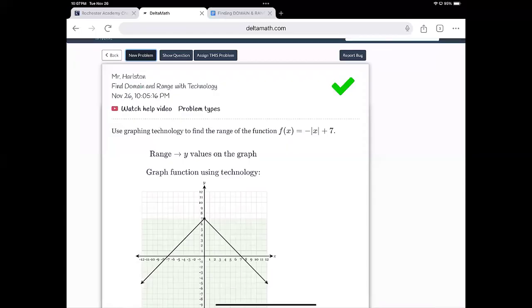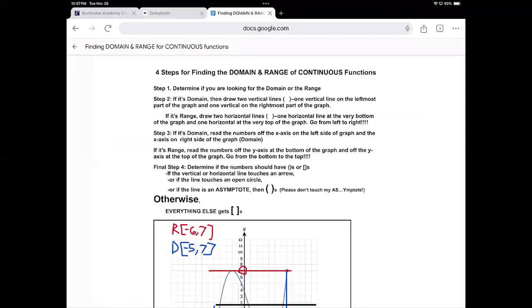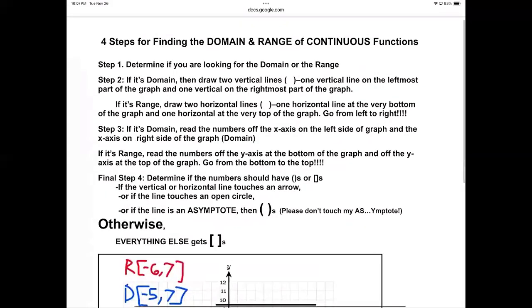Okay, that's it. Now, I'm going to go back through this one more time. Always start by determining whether you're doing domain or range. Once you know that, if it's domain, you're going to do two vertical lines, right, on the very left and the very right of the graph. If it's range, you're going to go to the bottom and draw two horizontal lines, one at the very bottom of the graph, one at the very top of the graph. Now, once you get those vertical lines and horizontal lines, you're just going to go to the appropriate axes and read the numbers right off the axes. If it's domain, you're going to be reading the x-axis. If it's range, you're going to be reading the y-axis.